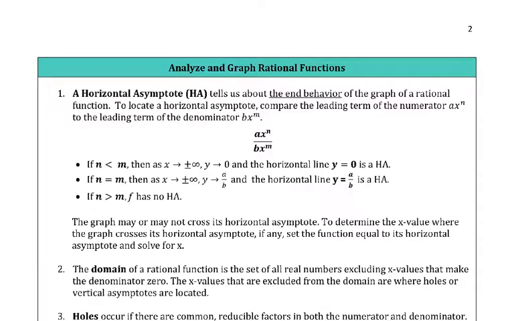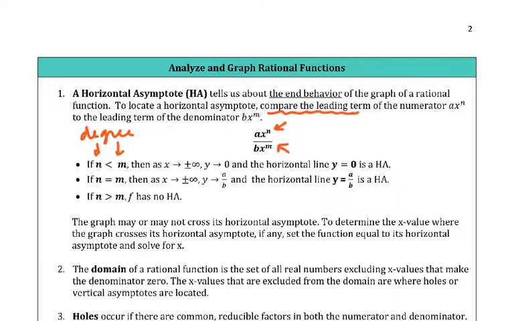The first thing here, horizontal asymptote, we use what we call the comparison test, which is what I said on the last page. And what we're going to do is compare the leading term in the numerator and the denominator. And we're going to look specifically at the degree. And we're going to compare those two things.